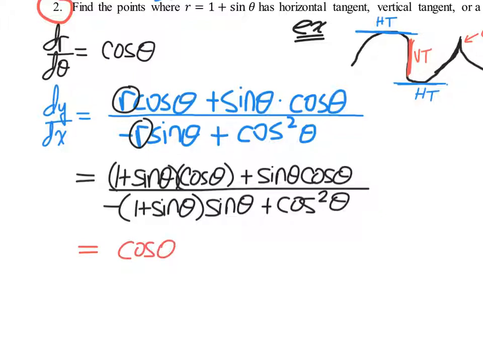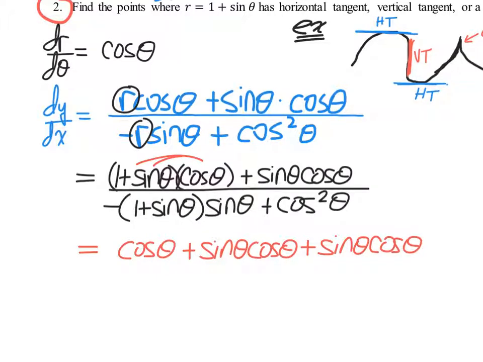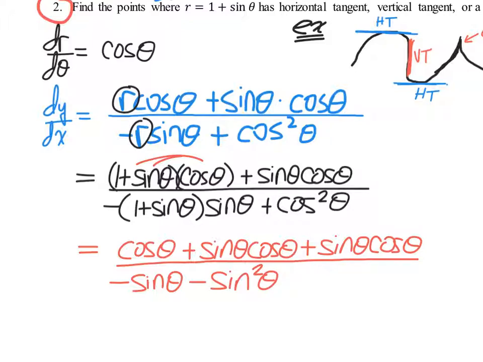So cosine theta, I'm just going to distribute. Cosine theta plus sine theta cosine theta plus the sine theta cosine theta that's already there. Some nice like terms that we can combine. All right, and so on the bottom we're looking at negative sine theta, and that would be minus sine squared theta plus cosine squared theta. All right, still looking for identities, if possible.